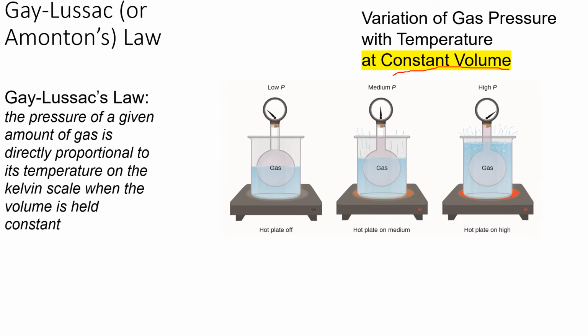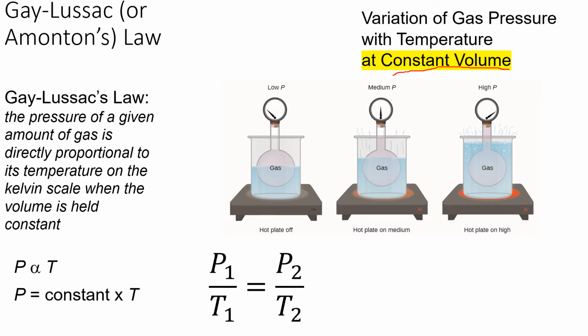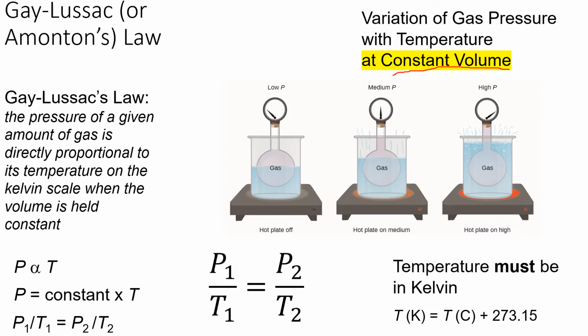So, also proportional. You can see it this way. This is most common: P1 over T1 equals P2 over T2. You could also graph it and say that pressure is proportional to temperature. You'll still have that same linear graph that we had in Charles's law, constant times temperature. Mostly you see it as P1 over T1 equals P2 over T2. And again, it has to be in kelvins.